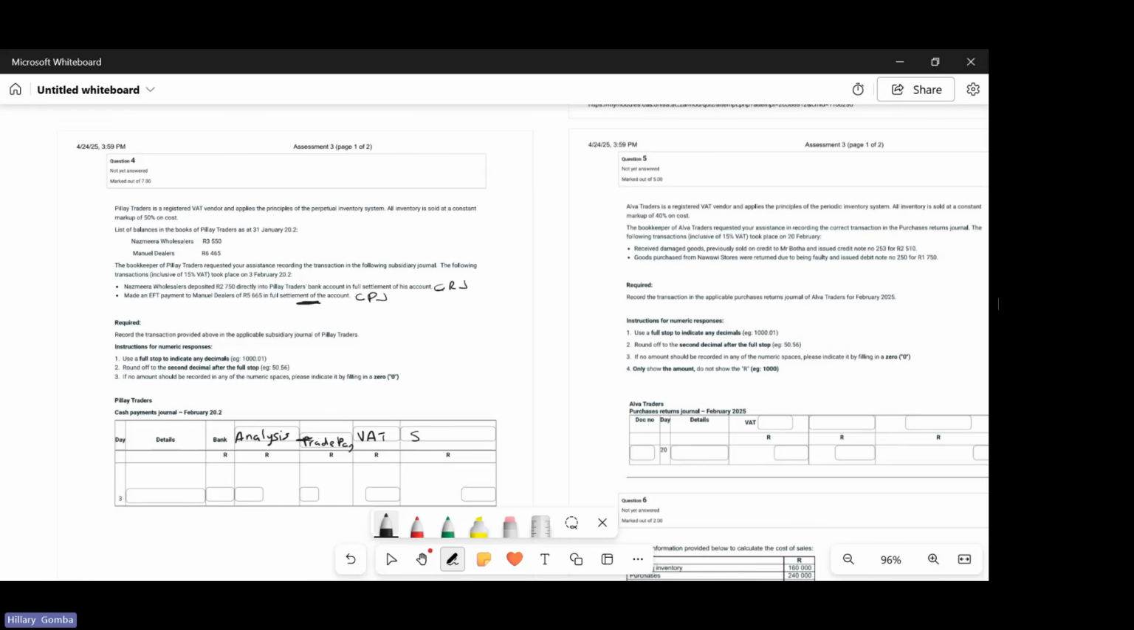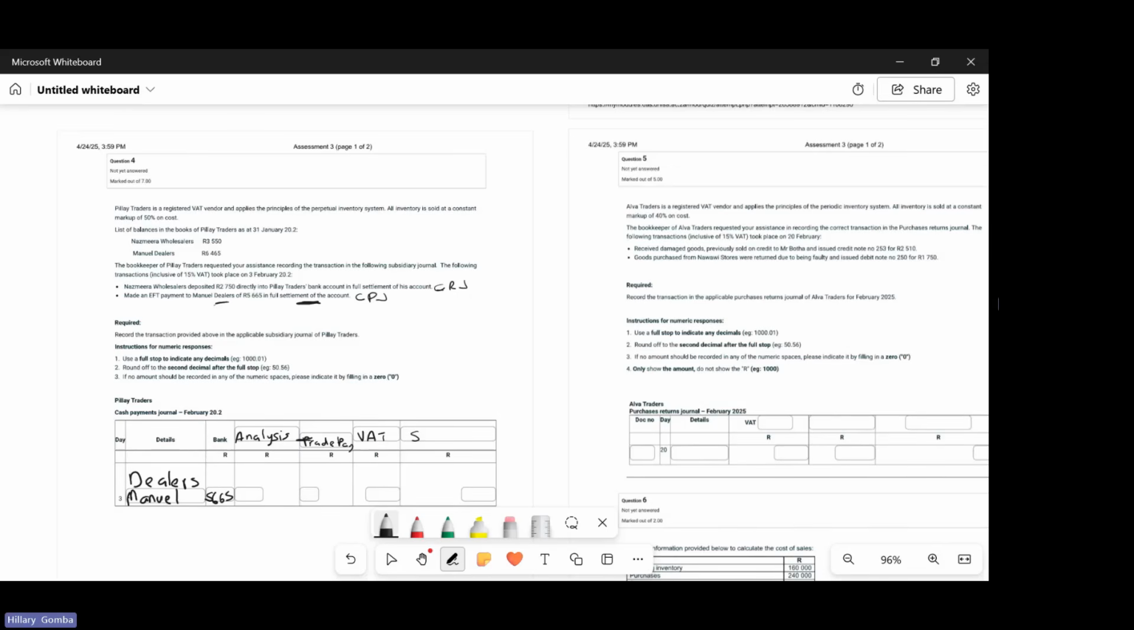So on details, we need to record which company we are paying to, which they told us is manual dealers. So you come on details and record manual dealers. And then on bank, how much did we pay? It said we made an EFT payment to manual dealers for 5,665. So which means here it's going to be 5,665.